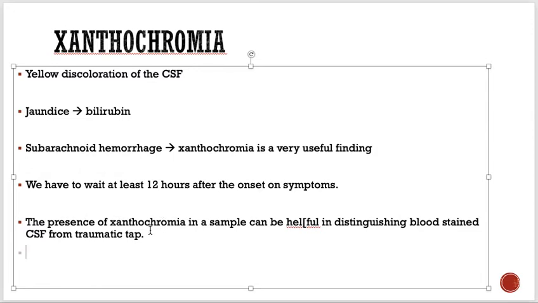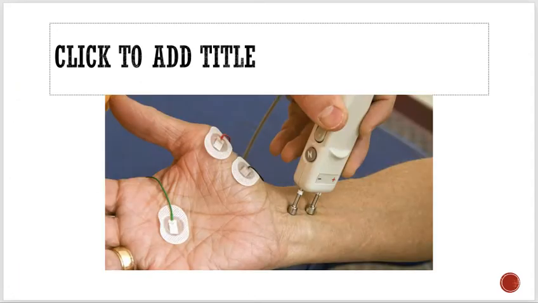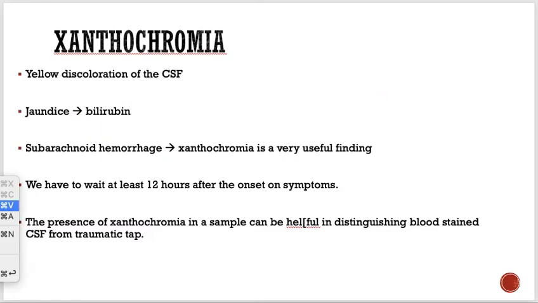So in a traumatic tap, of course xanthochromia will be negative. In subarachnoid hemorrhage after 12 hours, xanthochromia will be positive. In jaundice, of course xanthochromia will be positive. So these are the important things which we can do.